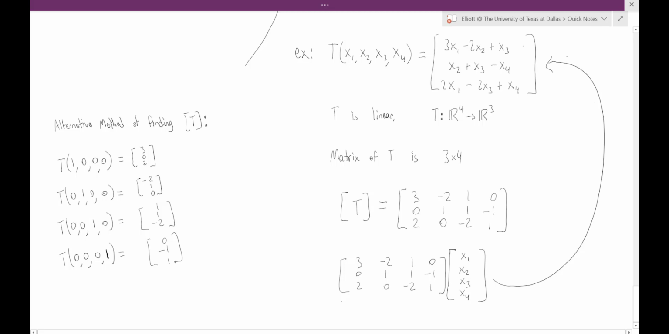And if you compare what we have here and what we found over here, you see that these are the columns of the matrix of the transformation T. So you can get the matrix just by applying it to these vectors.